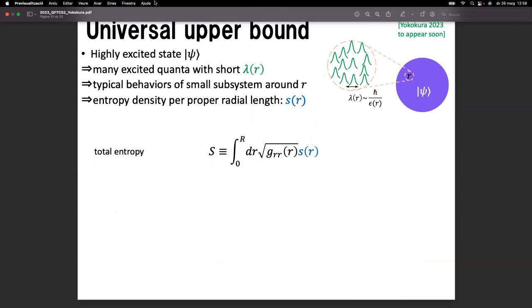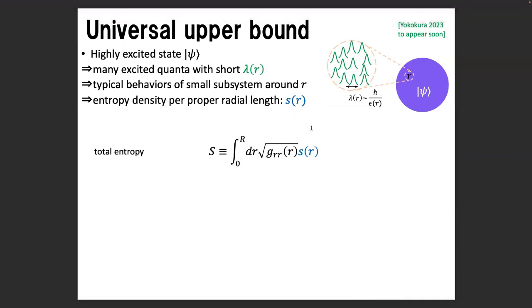From now on, I'd like to derive our universal upper bound. Now we have some highly excited state psi. Physically, we can expect that there are many excited quanta like this, and the typical energy scale is very, very high. So the typical wavelength should be short, right?